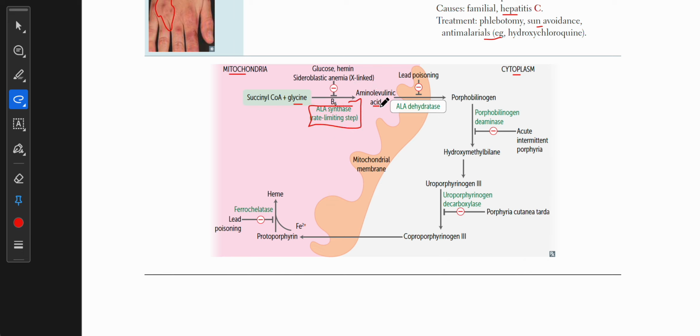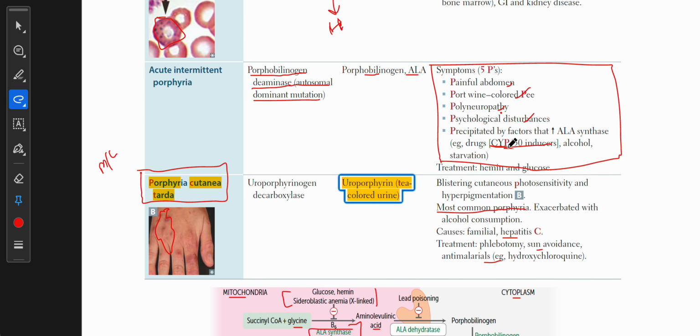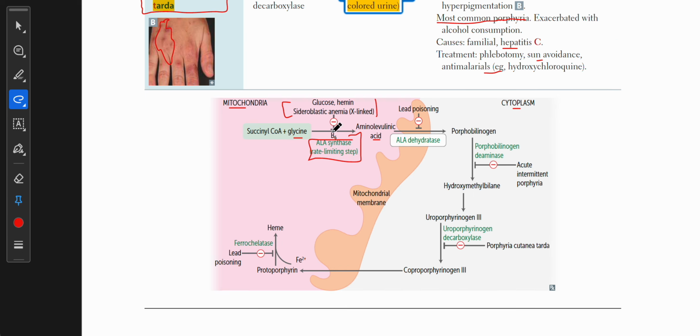So ALA is aminolevulinic acid, and these things are inhibited by glucose or hemin and sideroblastic anemia, which is an X-linked disease. So glucose and hemin is the treatment in this case, because ALA is already accumulating. So ALA accumulation should be prevented. Since this first step is inhibited, ALA will not be formed, thus the accumulation does not occur, right?